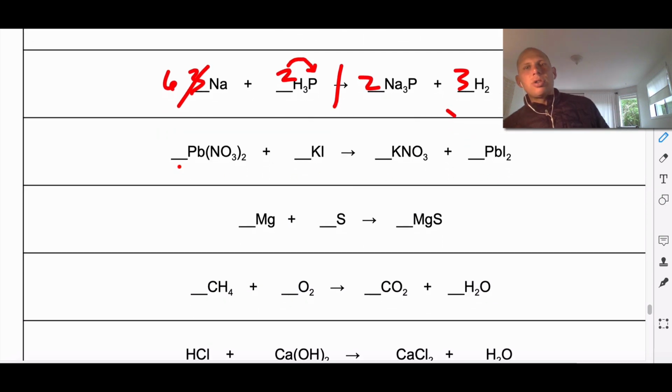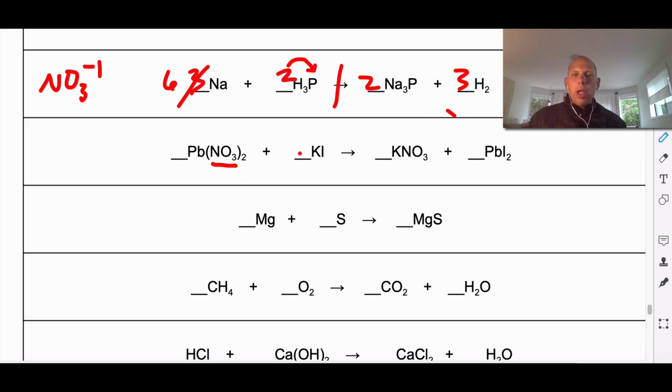And then one last one is this one I'm going to do with you, and I'm doing this with you to point something out. When you're doing a problem that has a polyatomic ion, now remember, this is the polyatomic ion nitrate, the first thing you want to do is see if it shows up on both sides. So you see how you have an NO3 here? We have an NO3 here. So let's balance the NO3. Let's put a parenthesis around it.